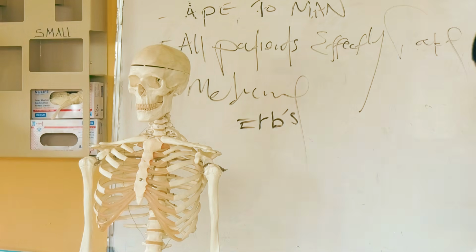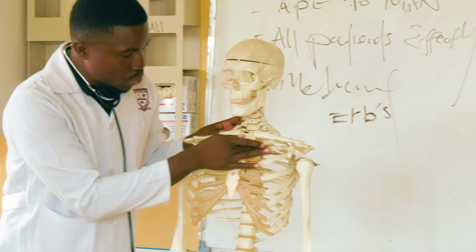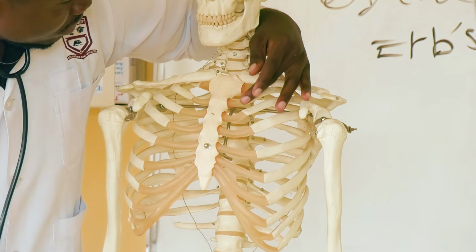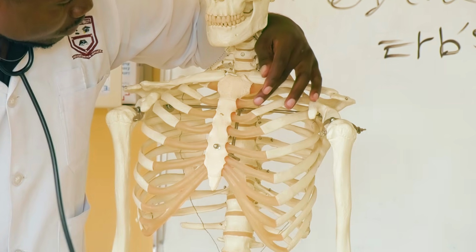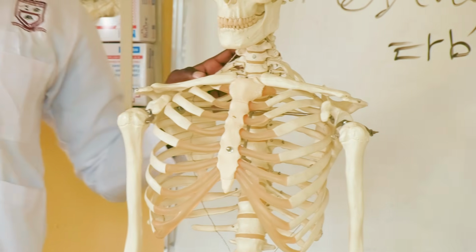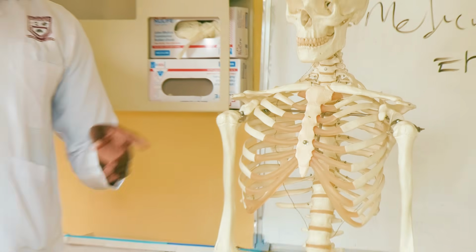But you don't count the ribs, you count these spaces: 1, 2, 3, 4, 5. Okay, the spaces. Then that's where you're going to put your stethoscope. Then for what else?